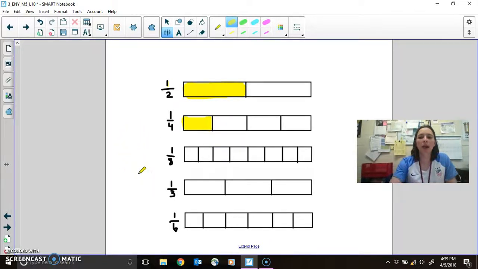Go ahead and pause the video. Annika, you can pause the video and work on shading the rest of those pieces. Once you are done shading them, Annika, you can hit start, and we will look at number 2.